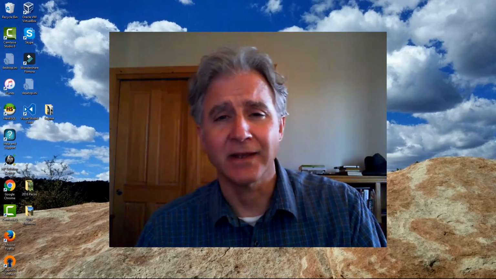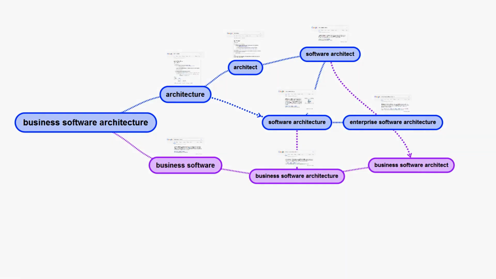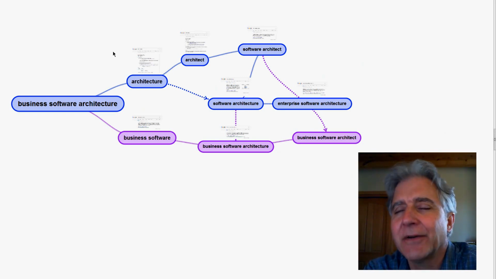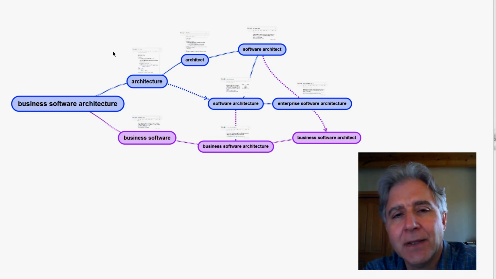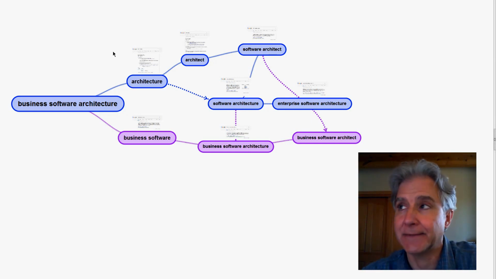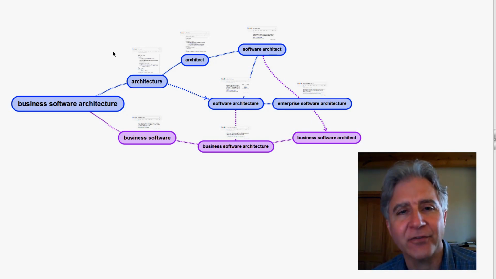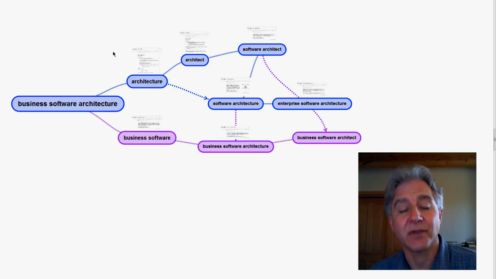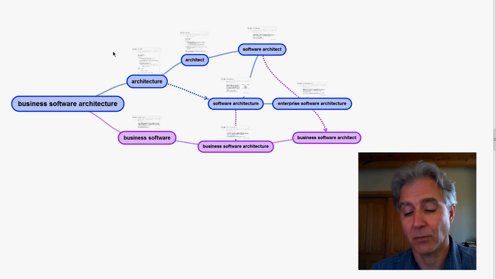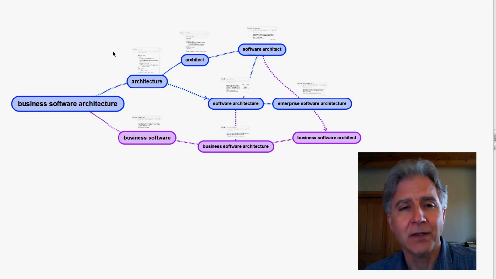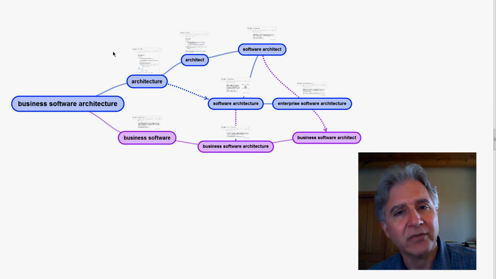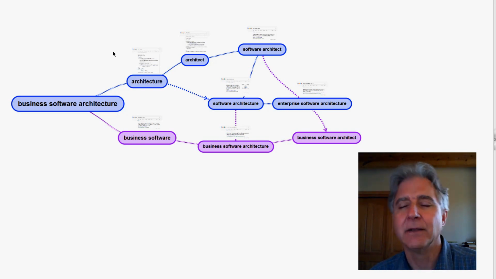I'm John, and today I'm thinking about business software architecture. So thinking about business software architecture, it occurred to me that we don't really have a good, agreed-on definition of what business software architecture really is. And related to that, what is a business software architect?